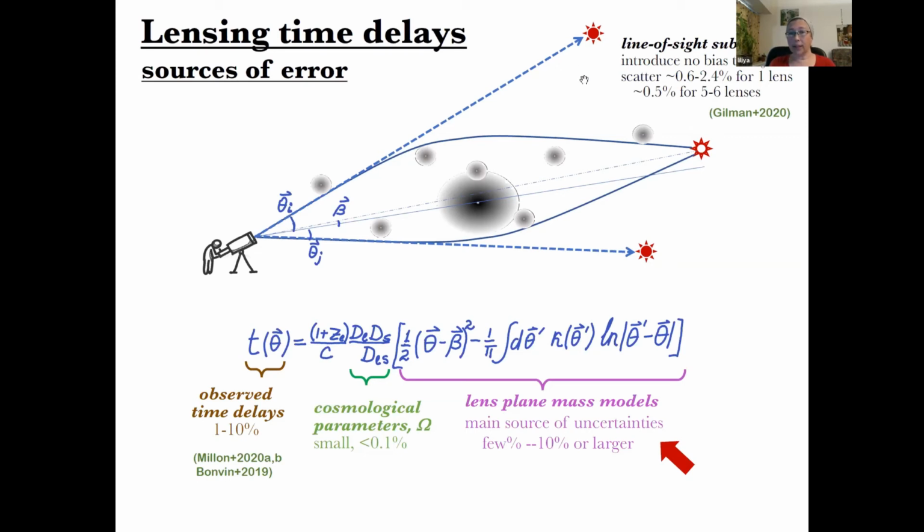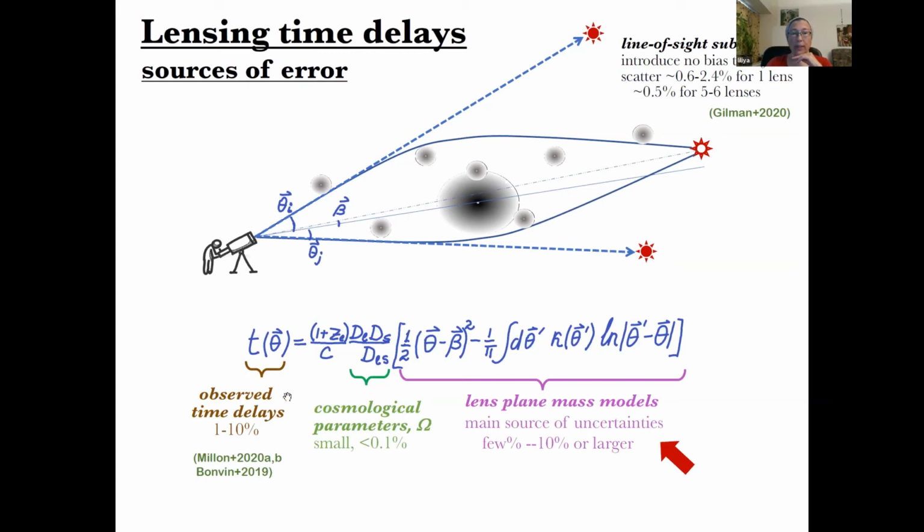Luckily, it was recently determined that having these clumps along the line of sight does not introduce a bias to H0, but only a scatter of a couple of %. And that's for one lens. But all modern analyses use not just one lens, but a handful of lenses. And in that case, the uncertainty goes down to something quite manageable, and in fact, it can be neglected. So I'm not going to talk about that anymore.